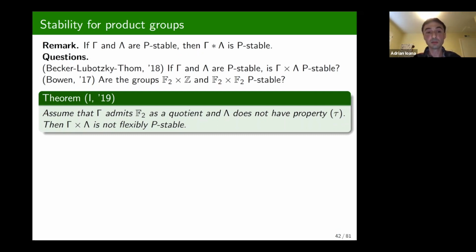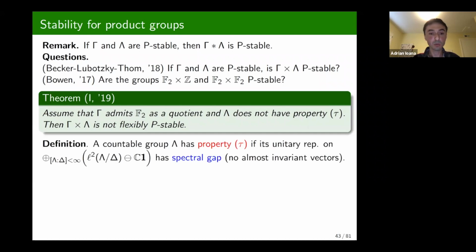So assume that you were given two groups, gamma and lambda, where gamma admits the free group on two generators as a quotient, while lambda doesn't have property tau. Then under these assumptions, gamma times lambda is not flexibly p-stable. So in particular, it's not p-stable. So it's clear what having F2 as a quotient is. You can just think of gamma being F2, but there are many other groups. This is related to the concept of large groups that factor onto free groups. In particular, this forces gamma to be a non-amenable group.